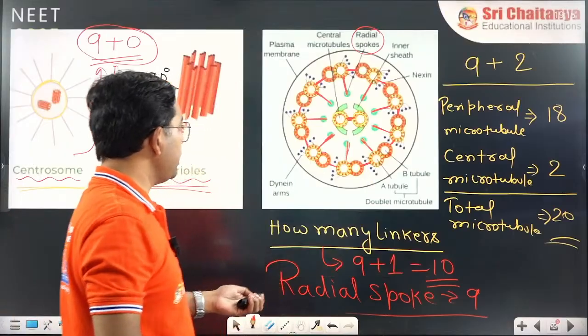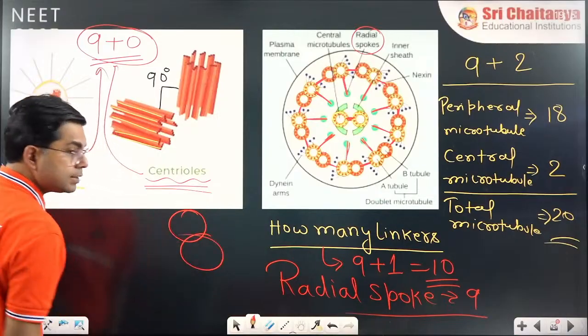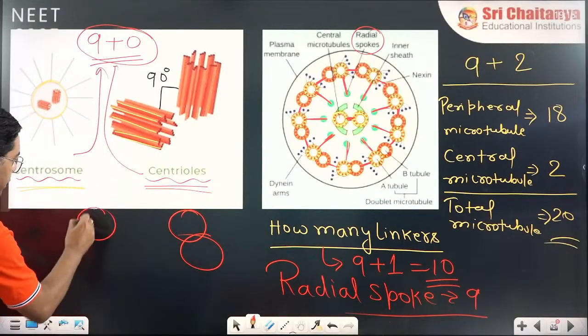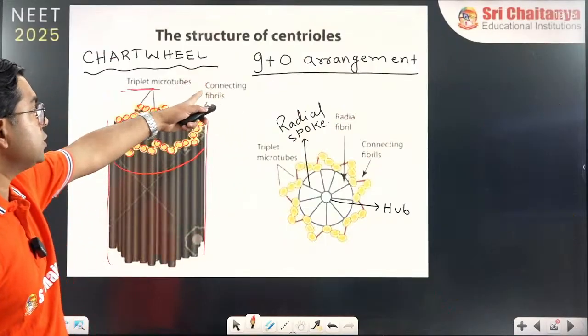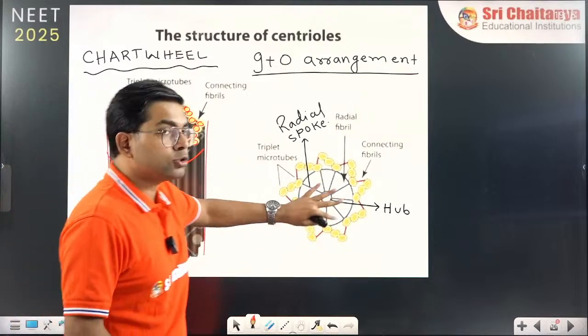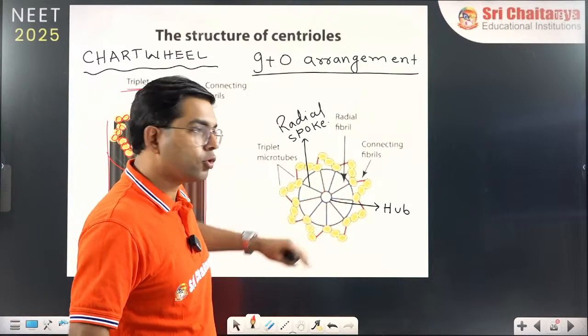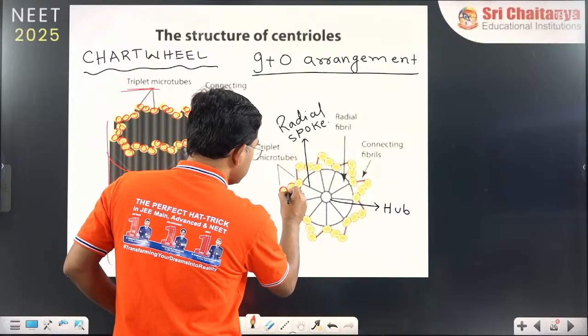If you can recall, doublets are present, which I was drawing like this. But if it is a triplet, there will be 3 microtubules attached together. So in the 9 plus 0 arrangement, there are triplets present, right? Now let's see this two-dimensional diagram. Here it is more clear. If we see here, triplet.